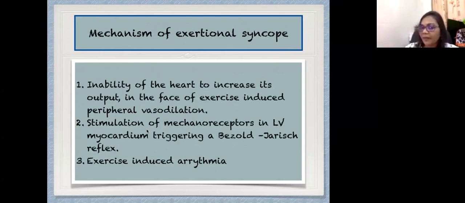So how does exertional syncope happen in cardiac disease? Here, the heart is unable to increase its cardiac output in the face of exercise-induced peripheral vasodilatation because there is an obstruction. So you need more cardiac output, but the heart can't give it because of the obstruction. So then the patient experiences syncope. And stimulation of mechanoreceptors in the LV is also implicated. And sometimes, these obstructive heart disease patients can have exercise-induced arrhythmias, which could also predispose to syncope.